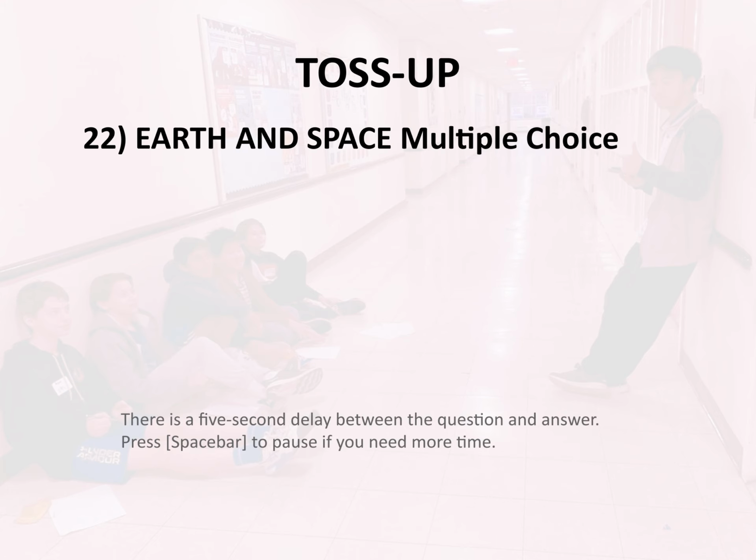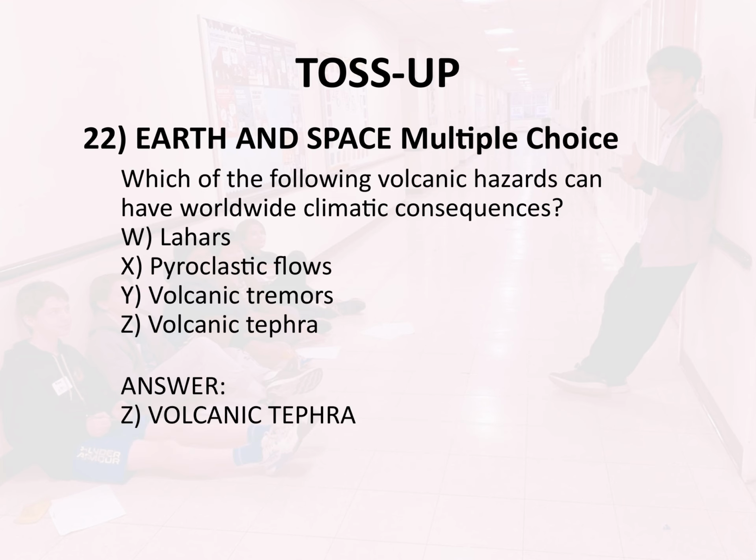Toss-up, 22. Earth and space. Multiple choice. Which of the following volcanic hazards can have worldwide climatic consequences? W. Lahars, X. Pyroclastic flows, Y. Volcanic tremors, Z. Volcanic tephra. Answer, Z. Volcanic tephra.